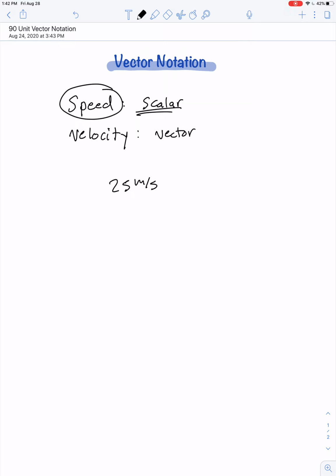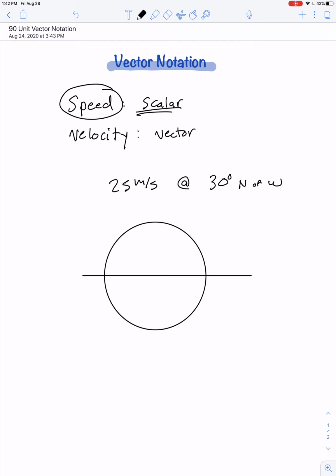If I told you I drove my car at 25 meters per second at an angle of 30 degrees north of west, okay, then you can get a better picture of exactly how I was driving my car. In fact, we could represent a velocity of that sort by displaying it as an arrow that represents the vector on the unit circle.